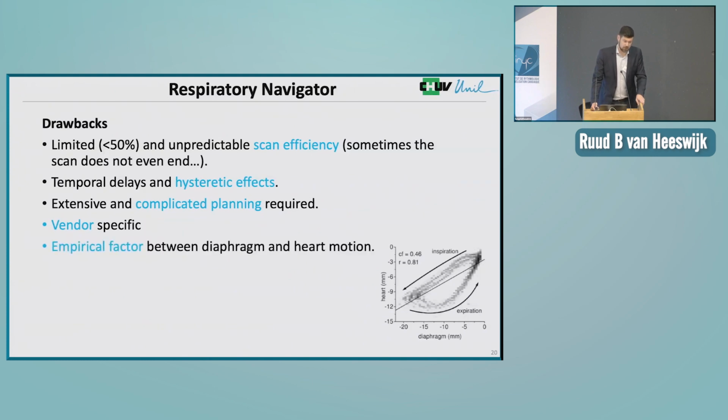And most famously, there is an empirical factor of motion between the diaphragm and the heart. So basically, there was a paper a while ago that over a large group said the relationship between the diaphragm and the heart movement is 60%. If the diaphragm moves, then the heart moves by 60% of this. And everybody took this value for granted, basically, and it has been used ever since. And of course, patient bulk motion is still not accounted for.